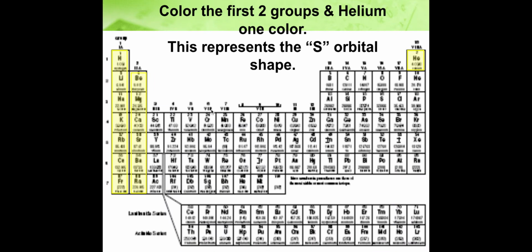So if you could color, that would be fine. If you could take your periodic table, we have a lot of color pencils in front of the class. You can color the blocks, right? It will help you. So if you look at the first two groups, in addition to helium, you can color them yellow.